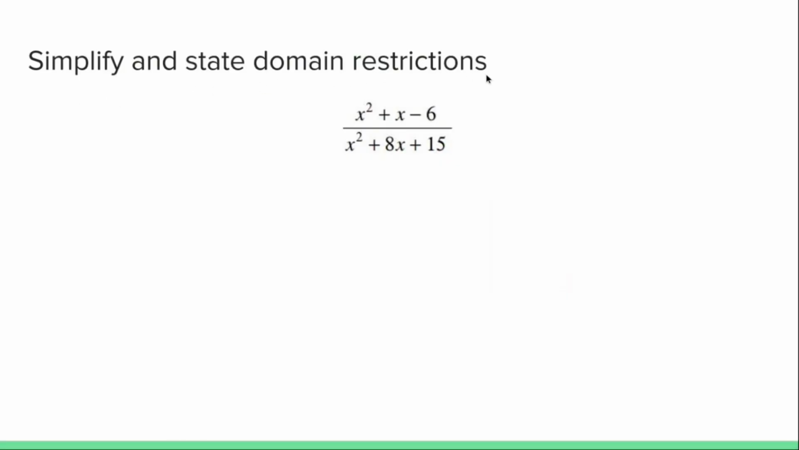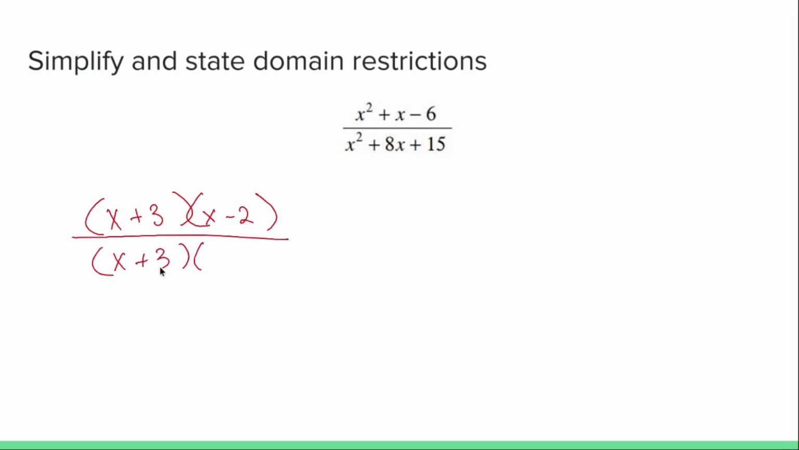Simplify and state any domain restrictions. Well, it looks like in the numerator I can factor stuff out, and same thing with the denominator, so let's do that. Two numbers that add up to negative 1 and multiply out to negative 6 are going to be x plus 3, x minus 2. In the denominator, you have two numbers that add up to 8 and multiply out to 15. How about 5 and 3? So let's write it out in this order, x plus 3, x plus 5.